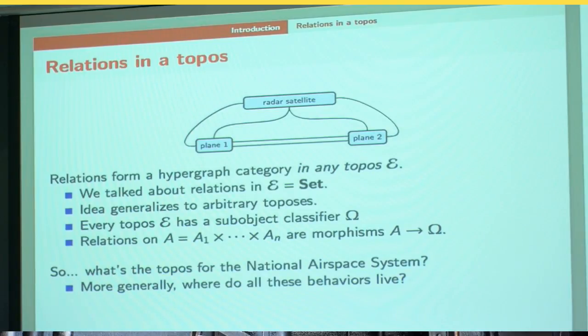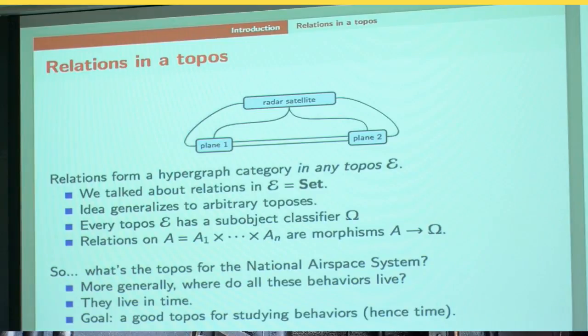So the question for this talk is, what's the topos we need for the National Airspace System? In other words, what's a topos that's general enough to accommodate delays, differential equations, label transition systems, things that act stochastically through time, or with differential equations, or with things that are time dependent in a different way. So where do all these behaviors live? And the answer is that they live in time. So everything I'm doing is something that happens in time.